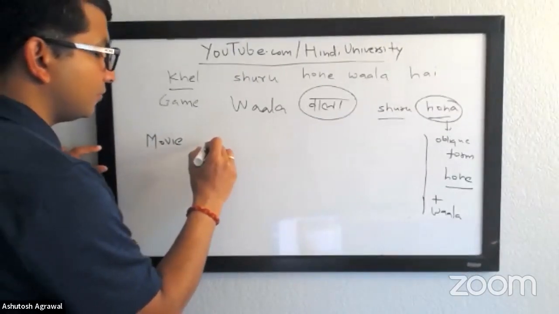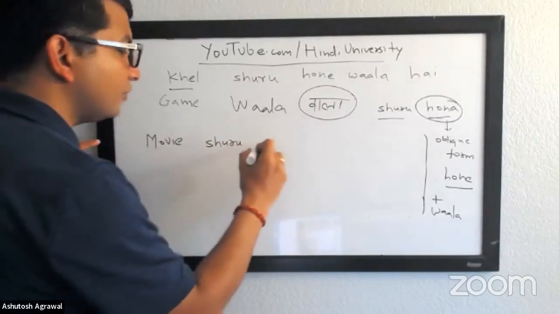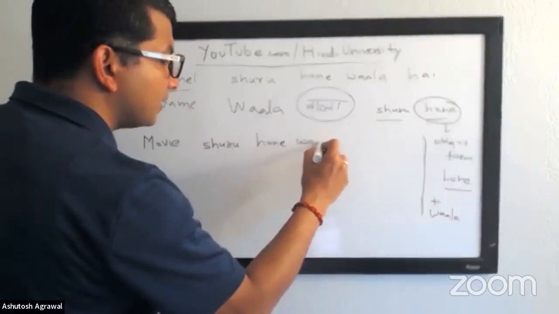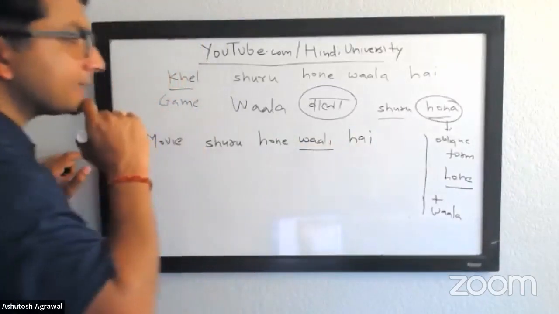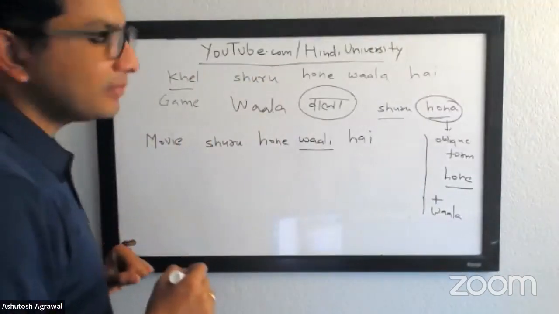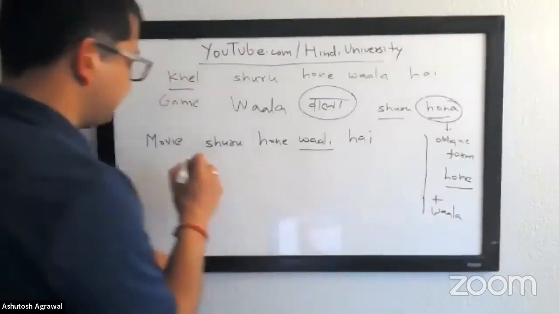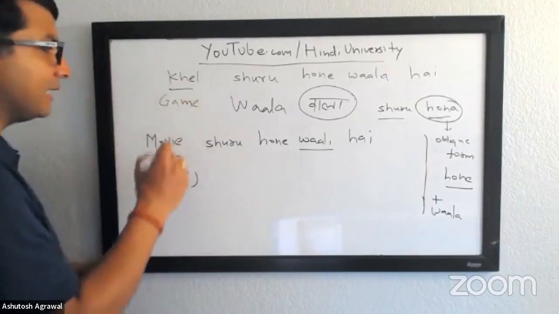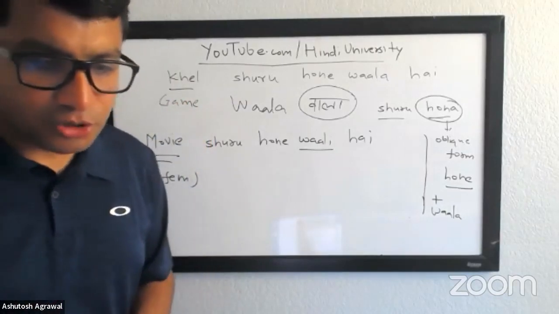To start, okay, शुरू होने वाली है. Okay, very good. Movie शुरू होने वाली है. Why did you use wali here instead of the wala that we did before? Because movie and film is feminine. Okay, because movie is considered feminine, unlike the game or khel, which is considered masculine.